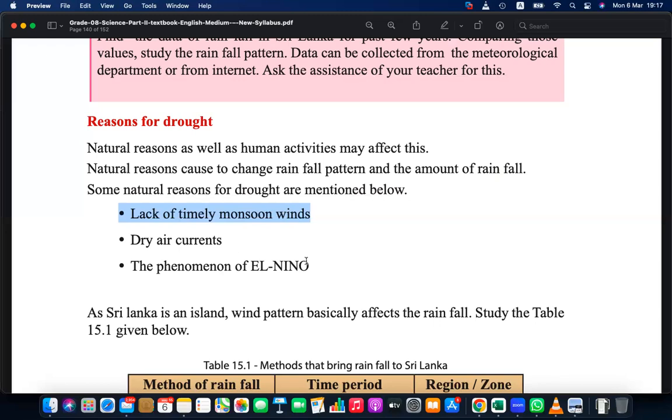So most of the months we are getting this, and frequent showers can be there due to some other reasons also, like the low pressure in the Bay of Bengal and all different changes, climate changes, wind changes, right? Okay. Then lack of timely monsoon winds, that can be one reason. And this El Nino situation can be a reason too. El Nino can affect timely monsoons. So what is El Nino? Have you heard of El Nino?